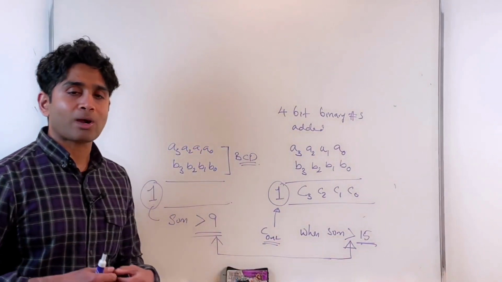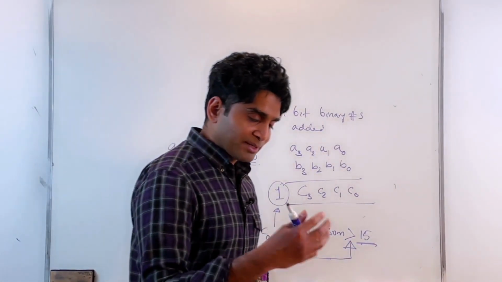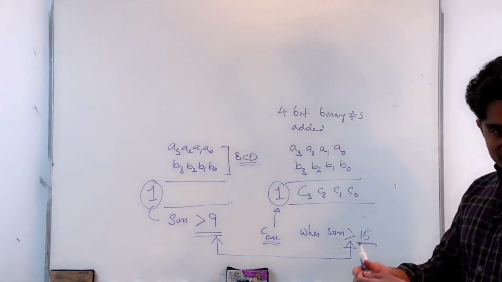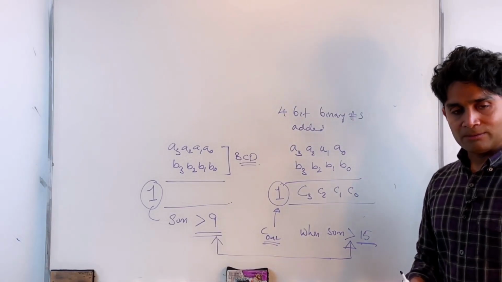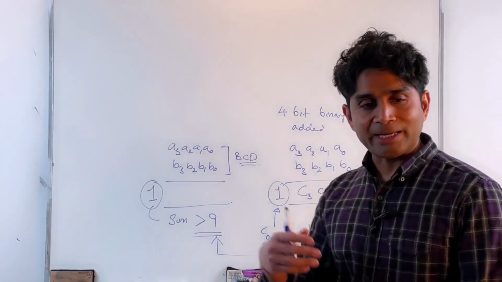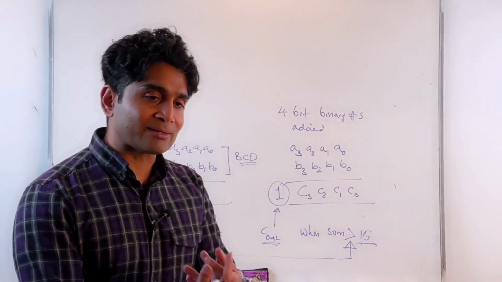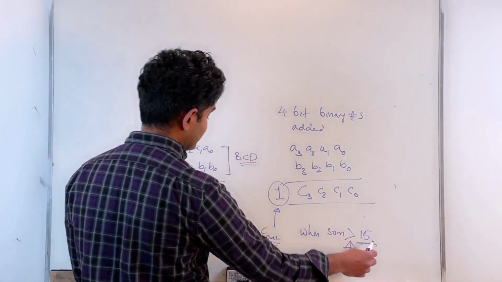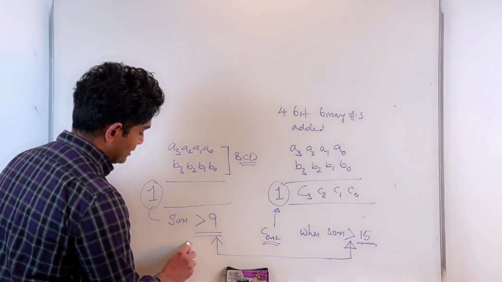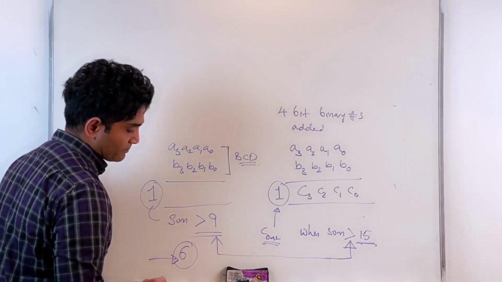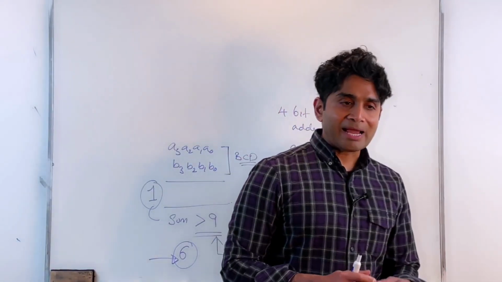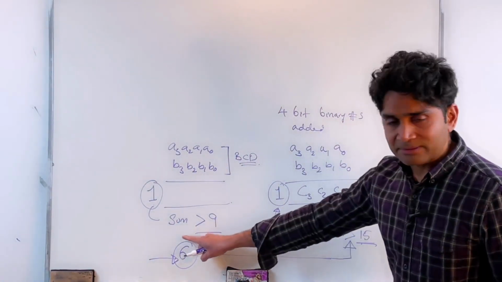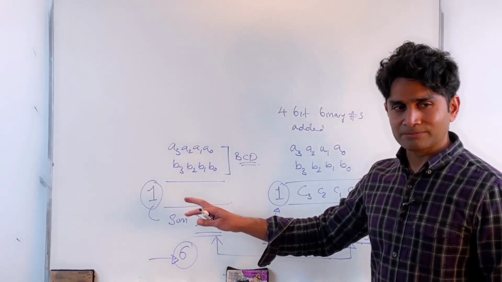That means I need to provide that excess. So every time my sum exceeds 9, I need to displace it by 6 so that I can generate a carry out and get the right format for the BCD. So what is the difference between 9 and 15, which is 6, right? So I need to basically translate the binary sum by 6 to get the right BCD format. Does that make sense?